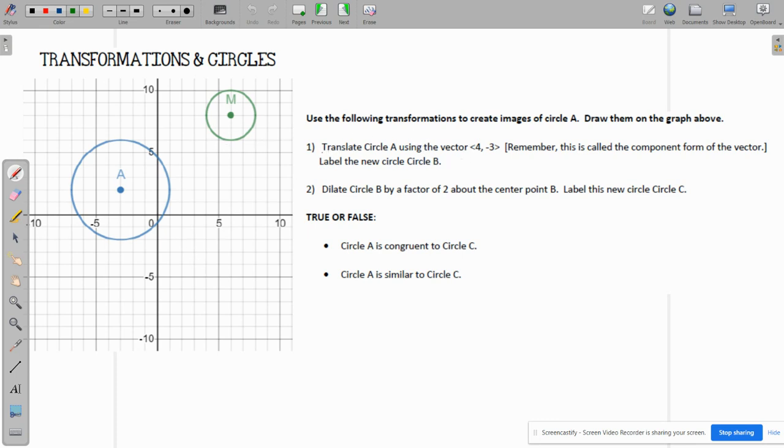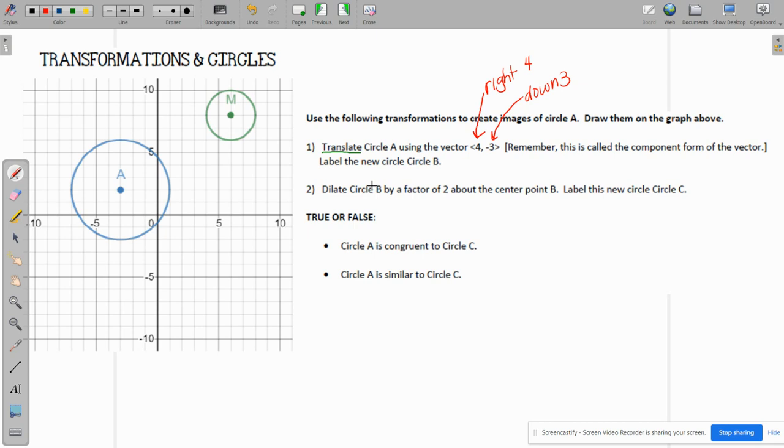So it says first we're going to translate circle A. And as a reminder, translate means a slide. So we want to translate using this vector. And if you remember, this is the component form of the vector. This first number here tells us if we're moving left or right. So because it's positive, that means we're going to shift the circle right 4. And then the second number here tells us our up or down movement. So since it's negative, this means that we are going to move down 3 units.